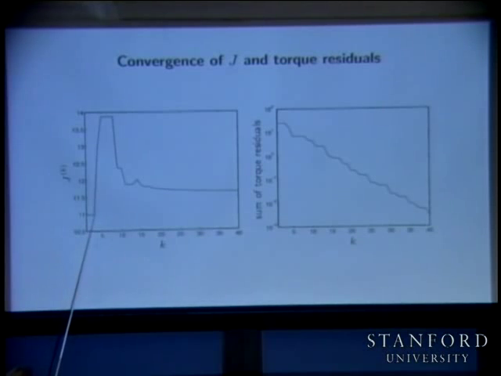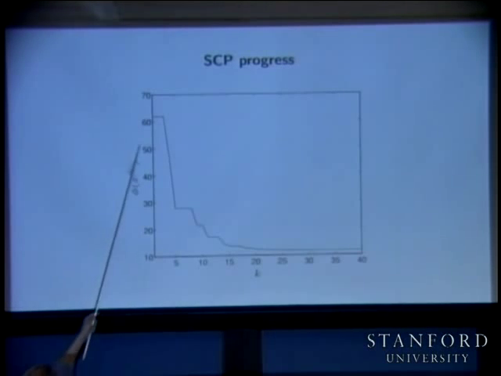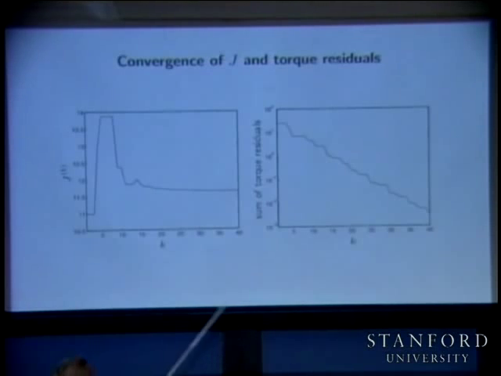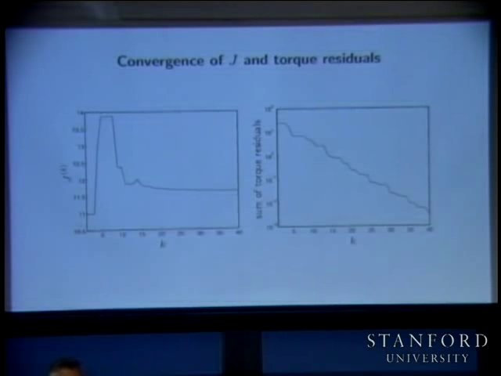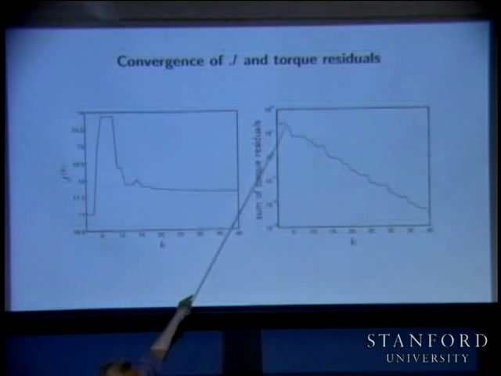And what it did was, since phi goes down, this thing went way down. And yet, your objective went up, which strongly suggests that your torque residual went down. And in fact, it did. This is on a log plot, so you really can't see it. But that little bump there is a big decrease in torque residual. And you can see here, this is the torque residual kind of going down like that.